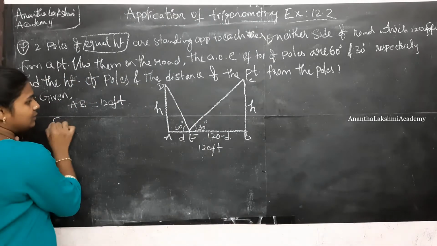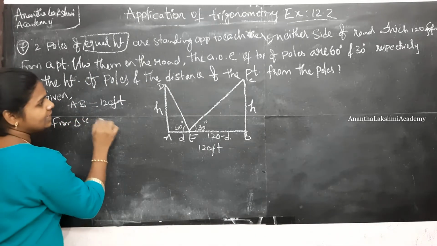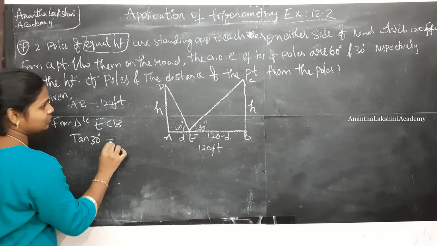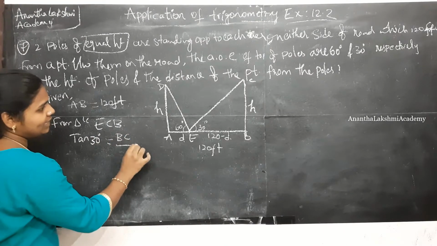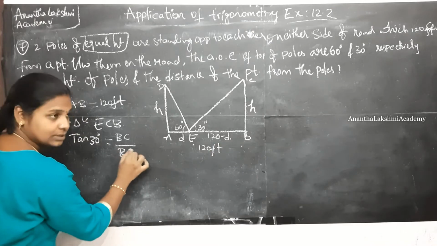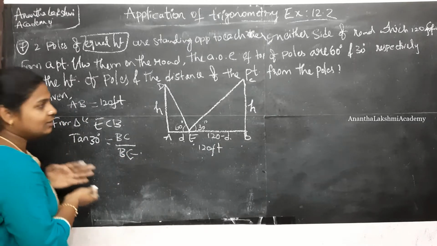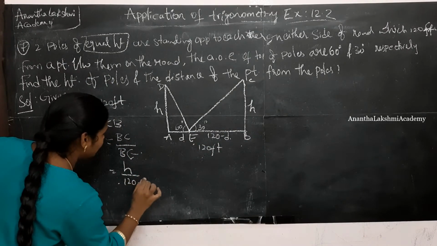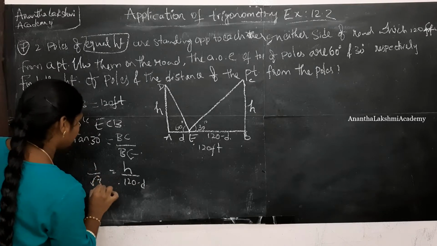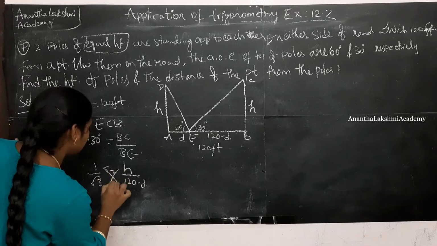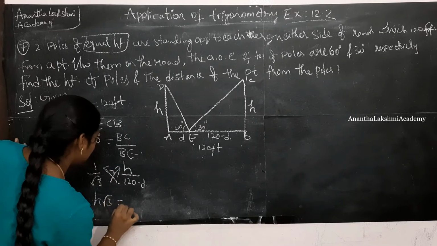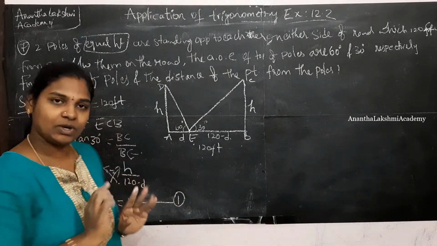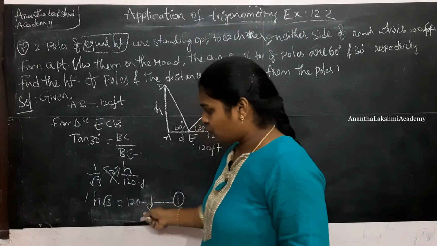From triangle ECB, tan 30 is equal to BC by BE, isn't it? Why am I considering tan? Because I know the opposite side and the adjacent side. This is H by 120 minus D, and tan 30 is 1 by root 3. So if I do the cross multiplication, H root 3 is equal to 120 minus D. Let us consider this as equation 1, because we do not know two values, H and D.